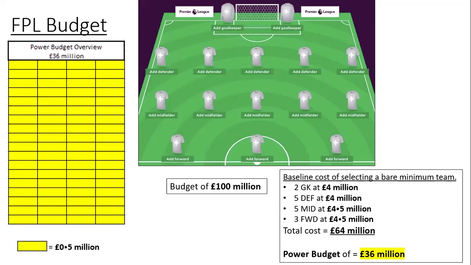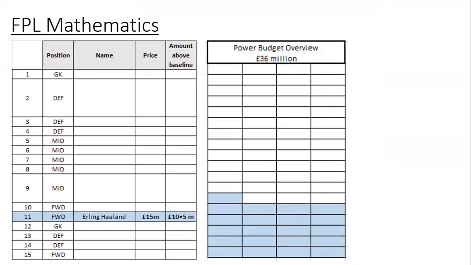Throughout this video, we are going to use a simple power budget overview table. There are 72 rectangles in this table, and each rectangle represents £500,000. The whole table represents the 36 million power budget. So let's start adding players to our FPL team.